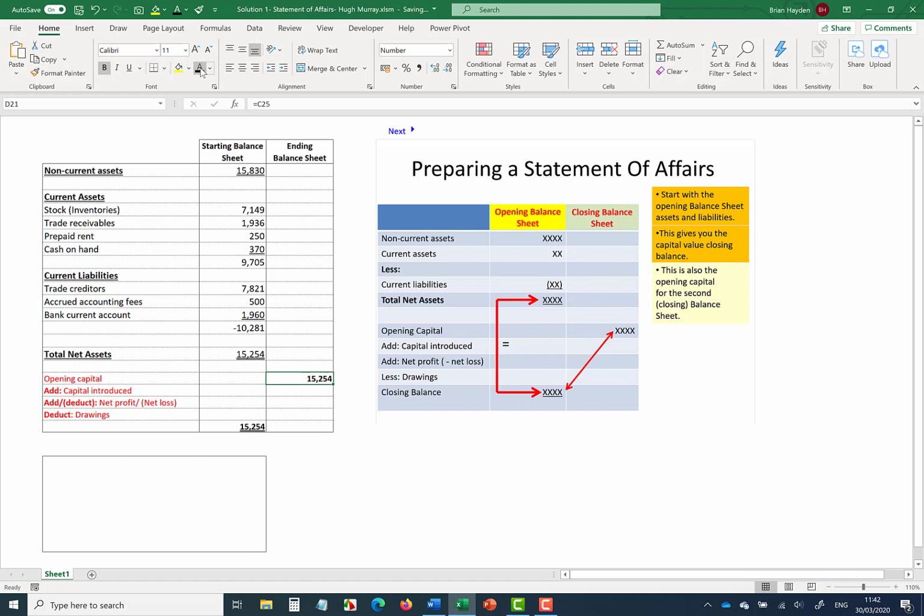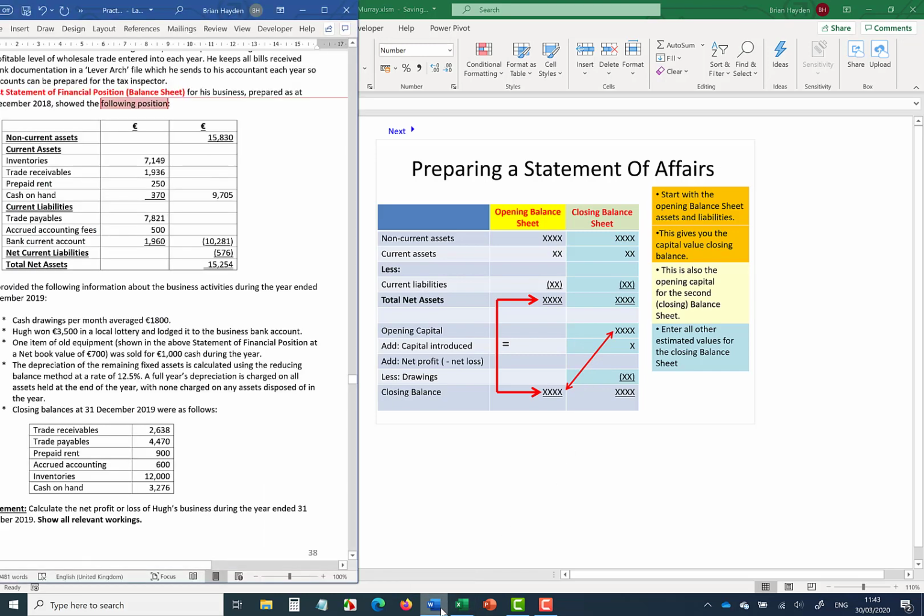Okay, so you see the process, and again this is a very static process. It's a highly proceduralized approach to preparing accounts. Now we have to enter all the values into the closing balance sheet. So I have to go back to the question to get these details. You can see all these items highlighted in blue. These need to be entered in.